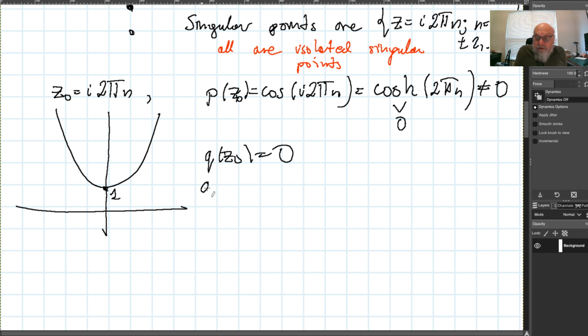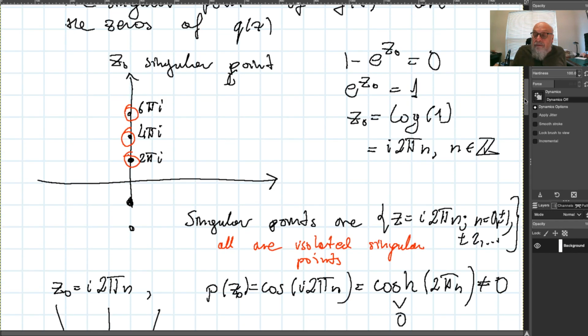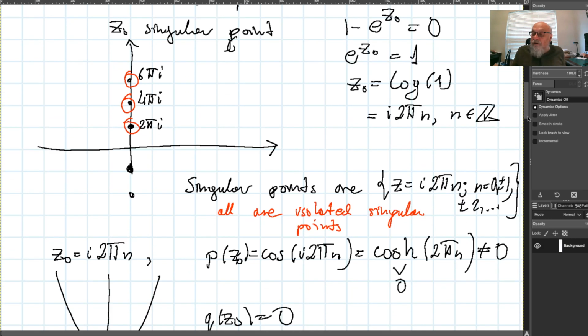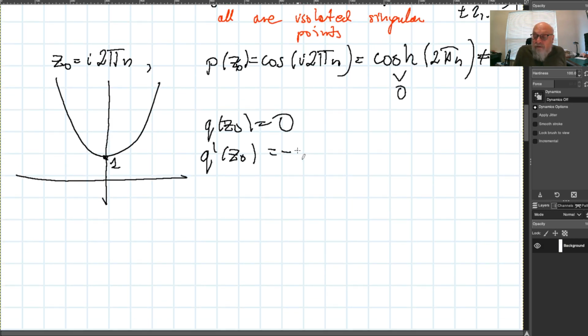But let me compute q prime at this particular point. So what do I get here? q prime is the derivative. So I take this value here and I'm taking minus. So I'm getting here this is equal to minus e to the z0. But we already know what it is, because e to the z0 is equal to 1. So it is equal to minus 1. And this is for all z0 equals i 2 pi n.